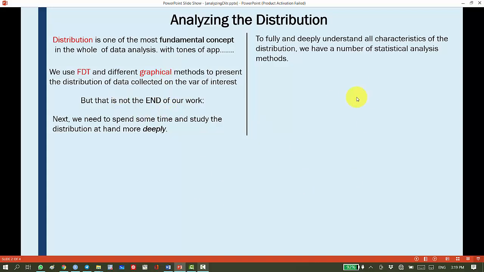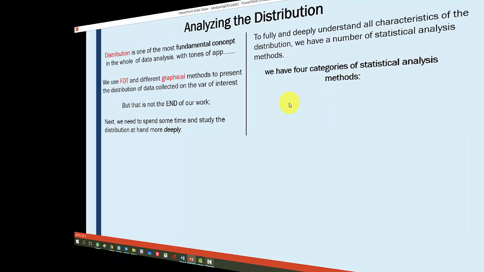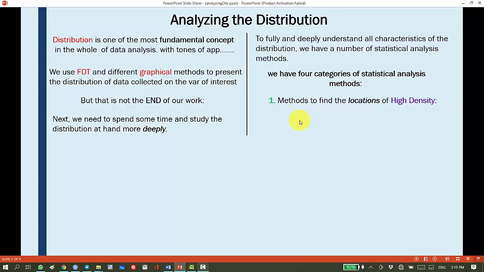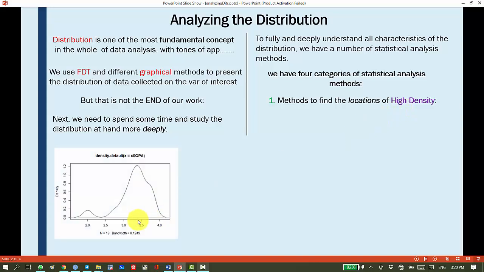To fully understand all characteristics of the distribution of the data collected on the variable of interest, we have a number of statistical methods available. In particular, we have 4 categories of statistical analysis methods helping us to deeply understand the distribution of the data collected on the variable of interest. First, a set of methods in order to find the location of high density. High density means the interval or the locations where we have more people or more observations.